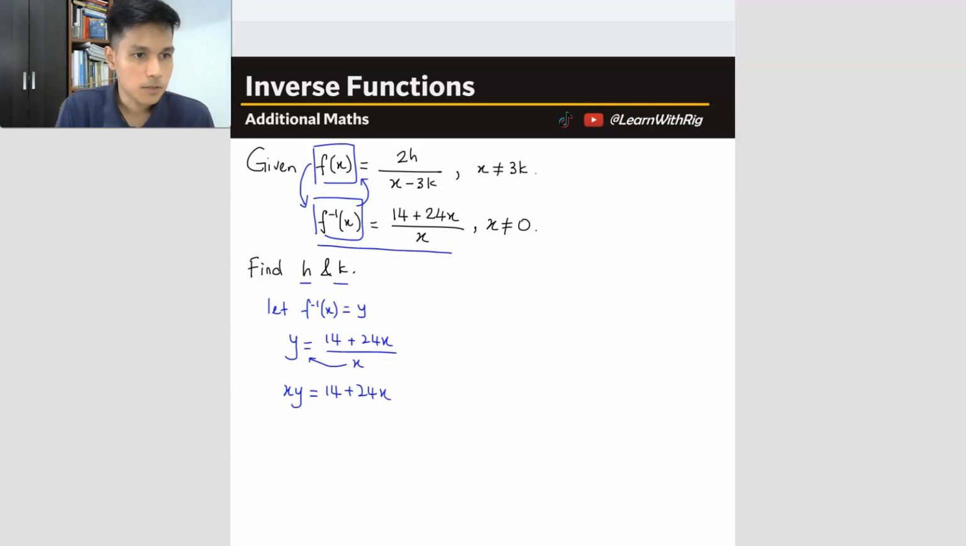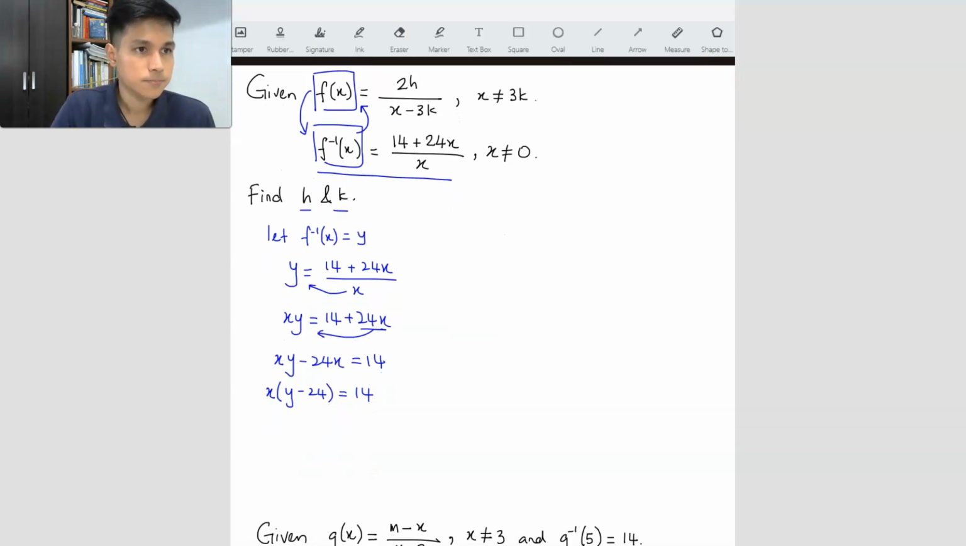Then I'm going to bring the 24x across. Okay, I put the x together. So xy minus 24x equals 14. Remember, the goal is to make x the subject. Now that the x are together, we can't calculate, right? Because this is y, this is 24. So what you do is you factorize. So when you factorize, you have x times y minus 24 equals 14.